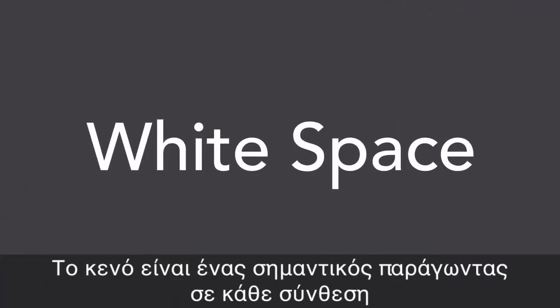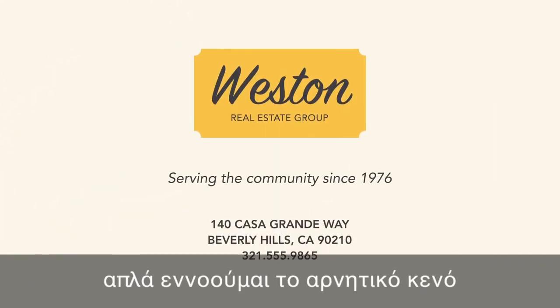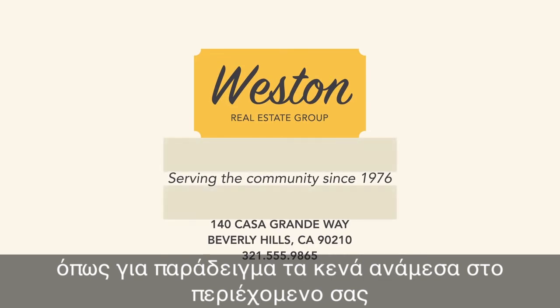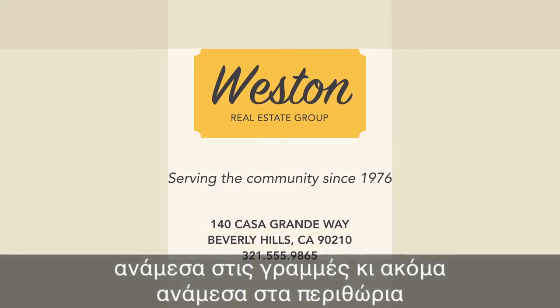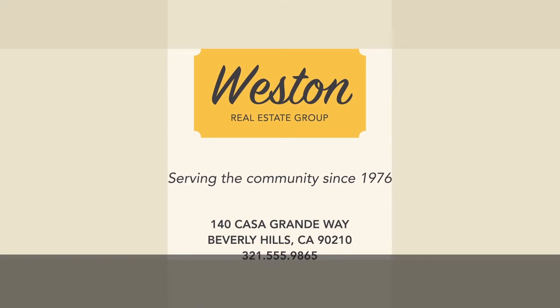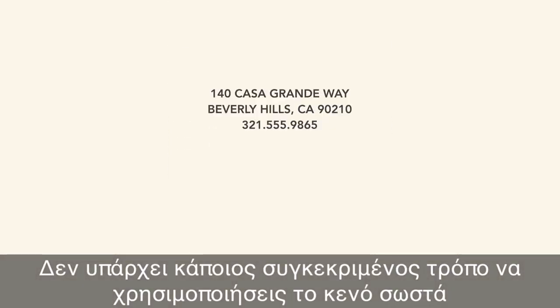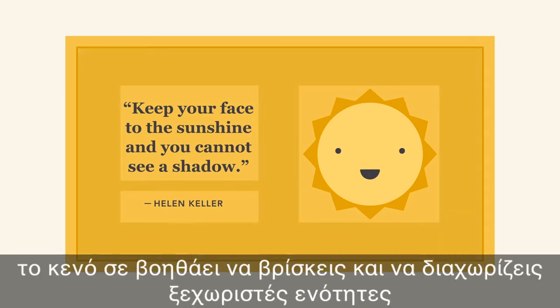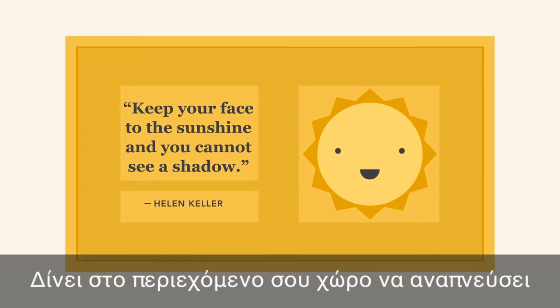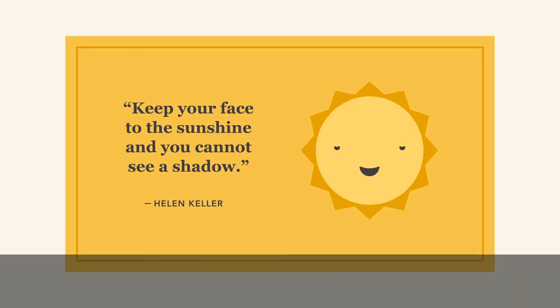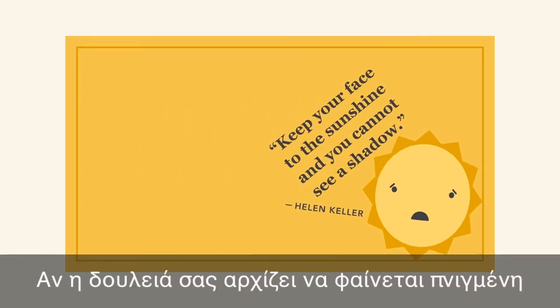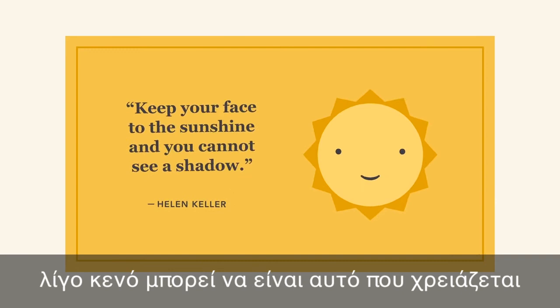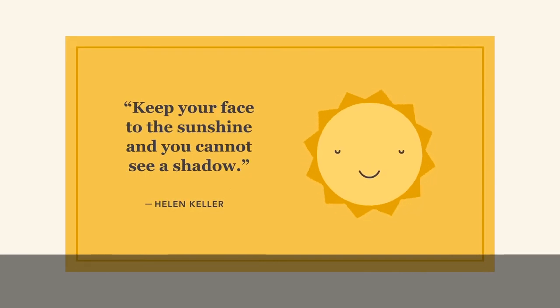White space is an important part of every composition. Now, this doesn't mean literal white space. It just means negative space, like the spaces between your content, between lines, and even the outer margins. There's no one way to use white space correctly, but it's good to understand its purpose. White space helps you define and separate different sections. It gives your content room to breathe. If your work ever starts to feel cluttered or uncomfortable, a little white space might be just what the doctor ordered.